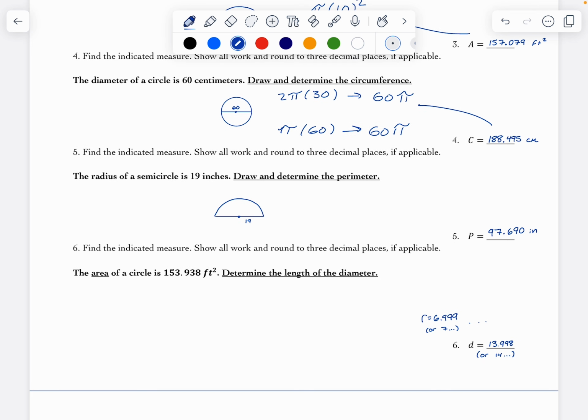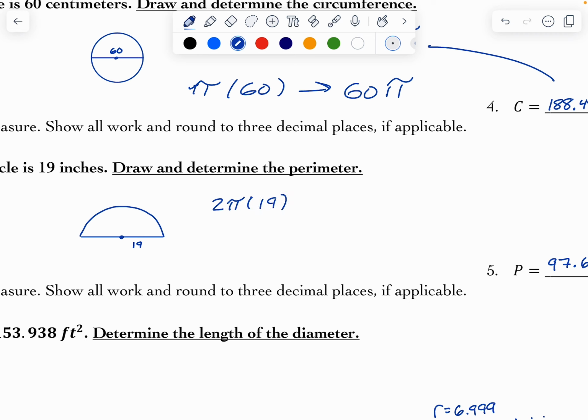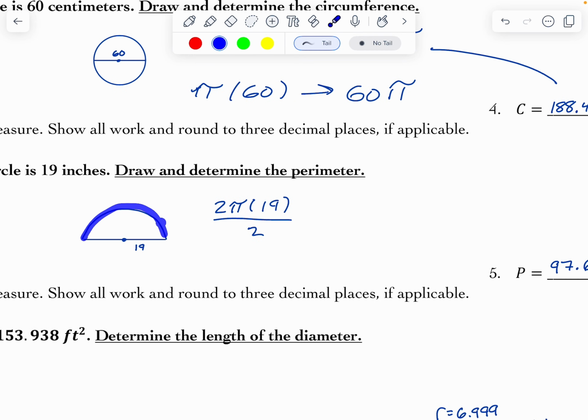The radius of a semicircle is 19 inches. Semicircle and perimeter is where we just need to be a little careful. In order to find the length of this curved part, I have to find half the circumference of a circle with a radius of 19. So we would say 2 pi times the radius divided by 2. But unfortunately, we're not done. You find the curved portion, but then you need to add the diameter.